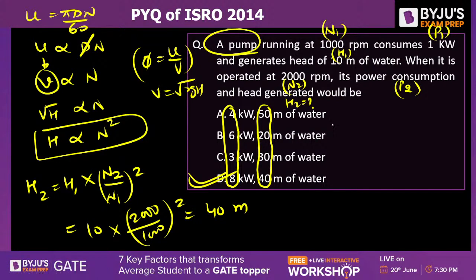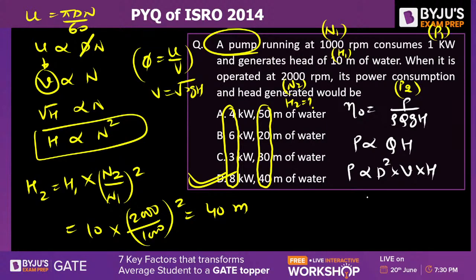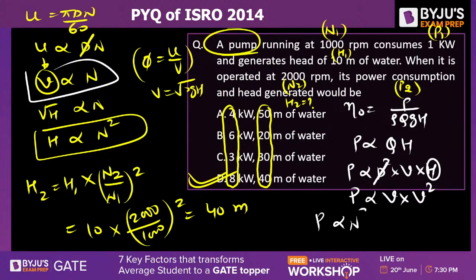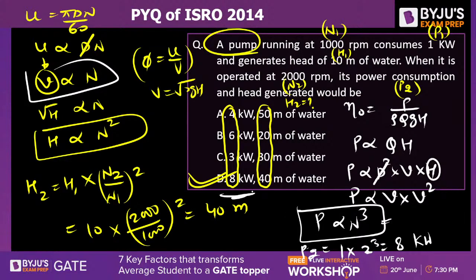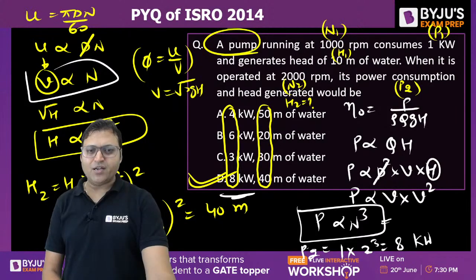You could have calculated the power also. So overall efficiency is equal to power upon rho Q g H. So power is proportional to Q into H, isn't it? Or power is proportional to D square into V into H, isn't it? So H can be written as V square. D is constant, so power is proportional to V into V square, isn't it? So V is proportional to N. So power is proportional to N cube. Do you understand it? So P2 will be equal to P1 times... P1 is 1 into 2 cube. That is 8 kilowatt. Power will be proportional to N cube. That is why it will give you 8 kilowatt as the answer.